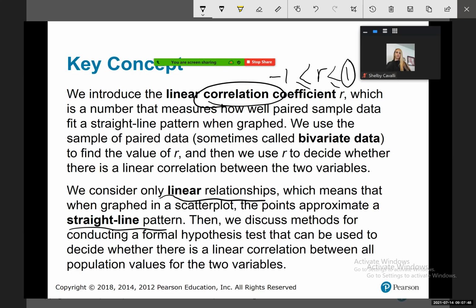If it's +1, it's a very strong positive correlation. -1, very strong negative correlation. And if R is 0, it's no correlation. So basically very strong, and if R is 0, no correlation.